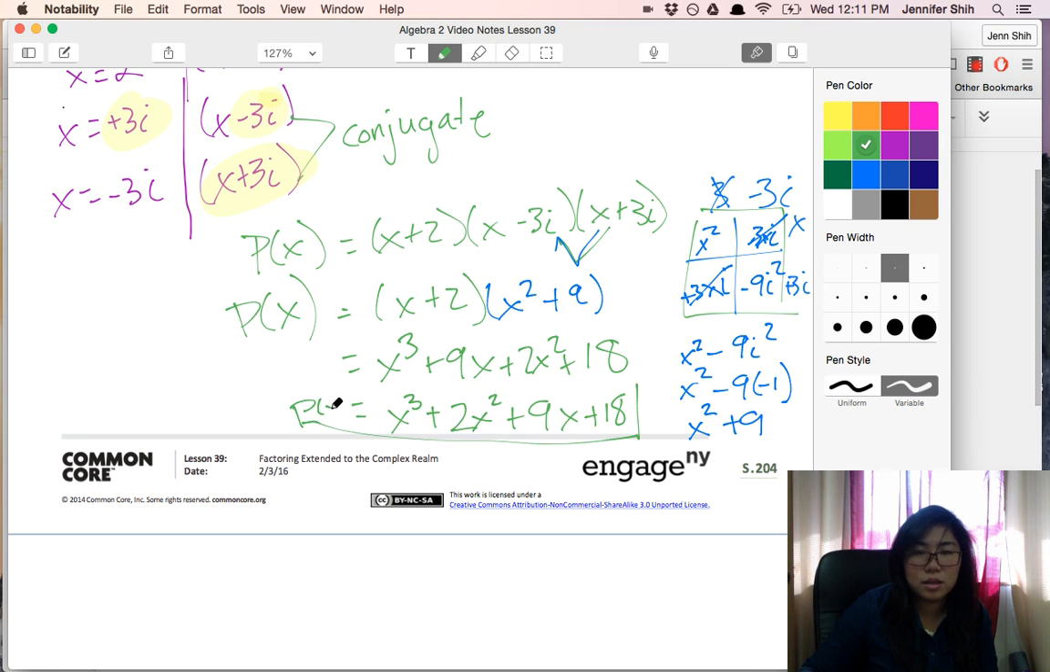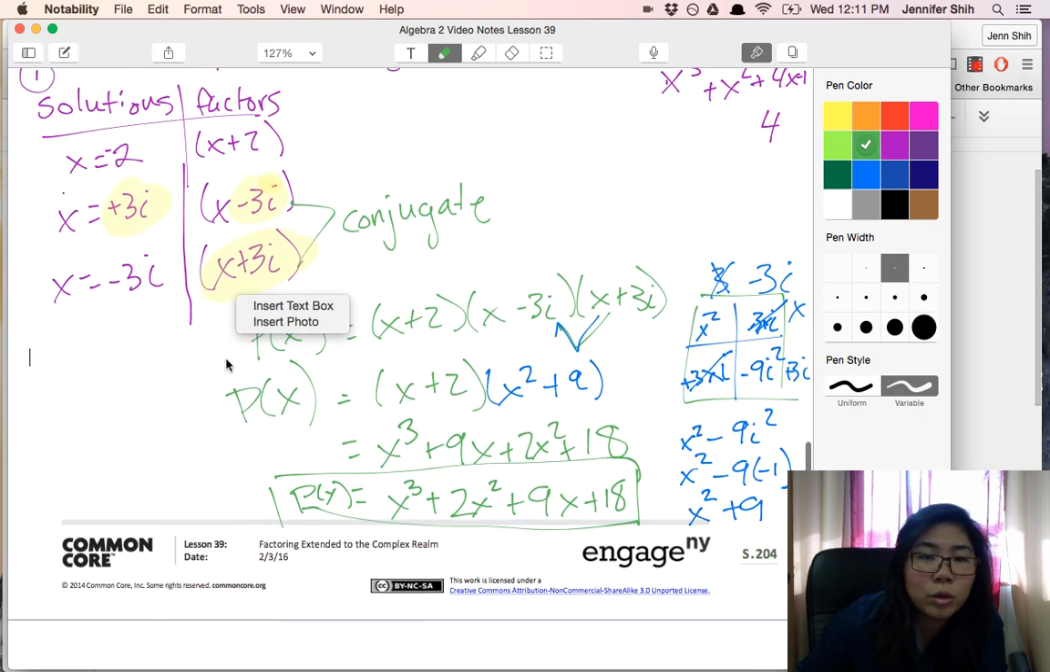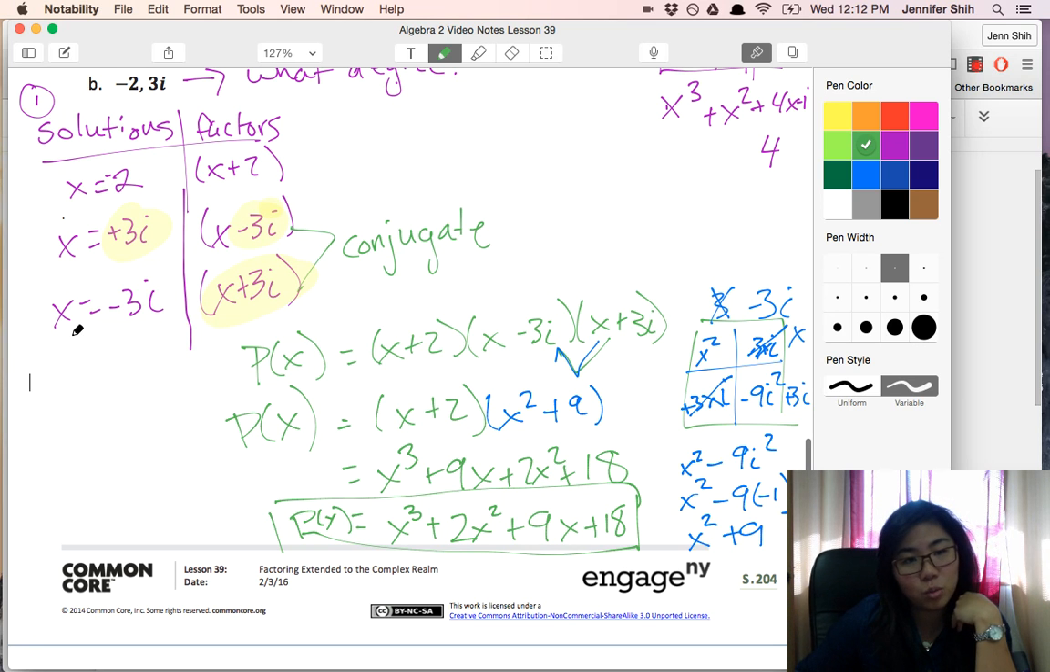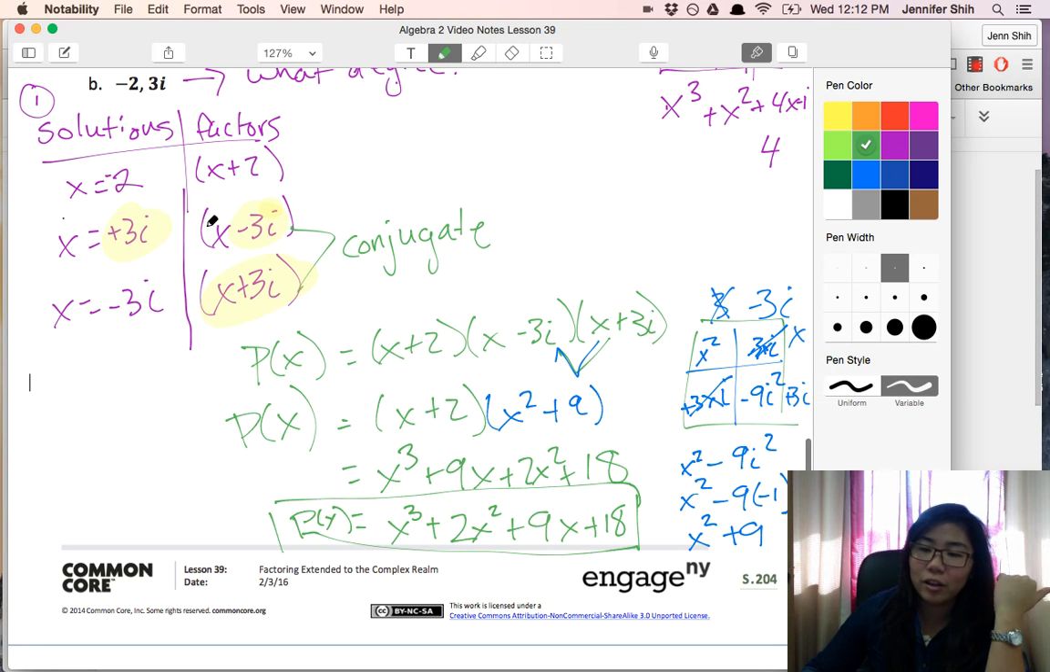p of x. Awesome. So I would summarize, I would even go back through this video, and the part that was really, really important was this conjugate part. We only gave you 1 solution and you need to also fill in the conjugate for that solution as well. So if you have a positive 3i, you need to fill in the -3i as well.